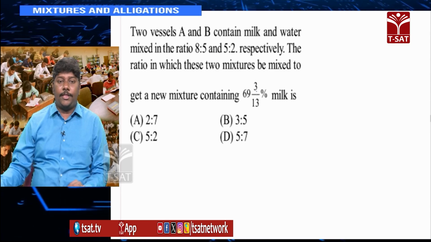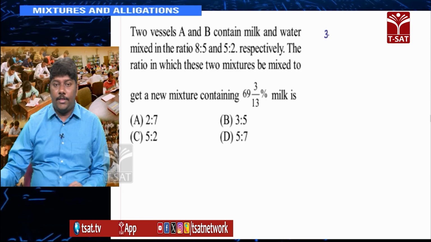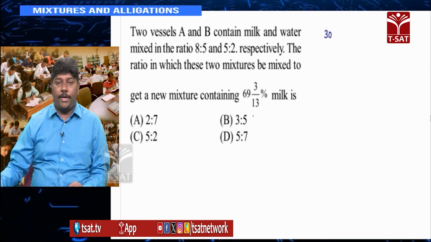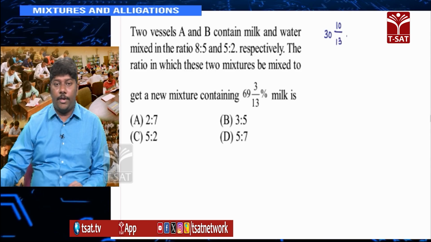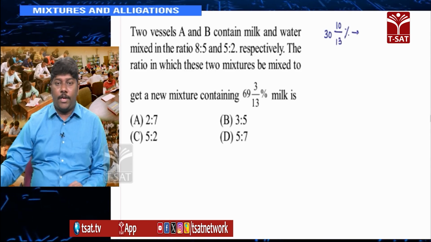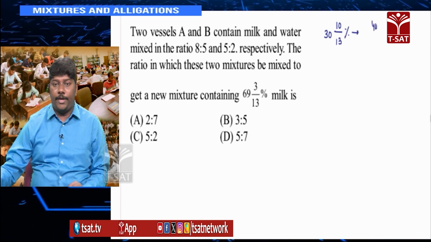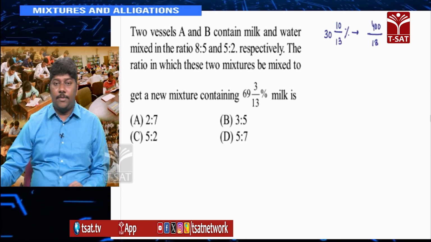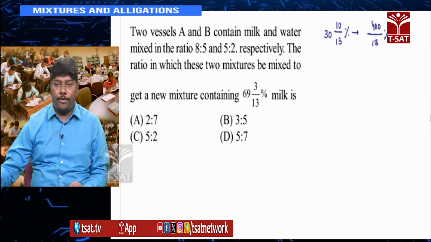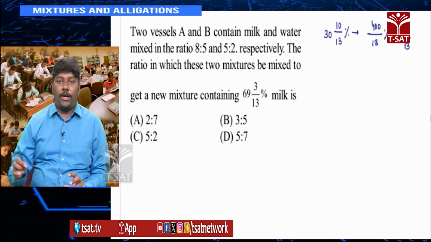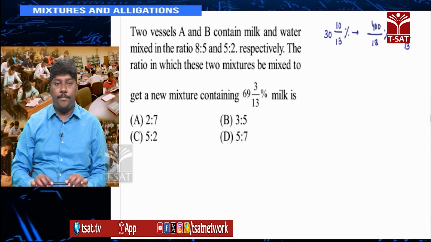If milk is 69 3/13, subtract this from 100, you will get 30. 3/13 means you just add 10/13 to it. So, 10/13, this is the percentage of water we are going to get. Convert it into an improper fraction, that is 400/13 as a percentage. As a percentage it is 400/13, but as a fraction it becomes 4/13. So, how much water is there in this? 4/13 parts of water is there in the mixture.